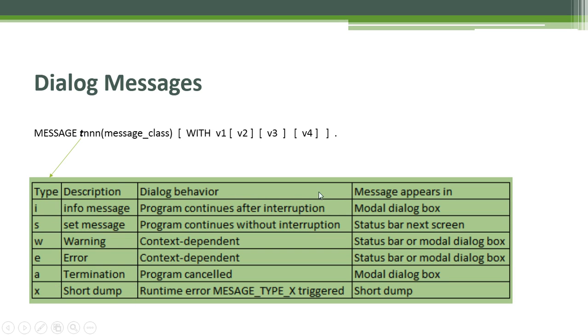As you can see in this table, when it is an info message, the program continues after interruption. If it is an error message, for example, the dialog behavior is context dependent. When it is a termination, the program is canceled. And when it is a short dump, there is a runtime error message type X.